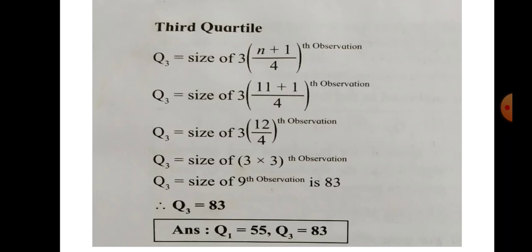In the next step, Q3 is equal to size of 3 into (11 plus 1, means 12) upon 4 th observation. So what remains in the next step? Q3 is equal to size of 3 into 3 th observation. It means Q3 is equal to size of 9th observation. So what is the 9th observation in an arranged series here? That is 83. So Q3 is equal to 83. So we got the answer of Q1, that is Q1 is equal to 55, and Q3 is equal to 83 marks.